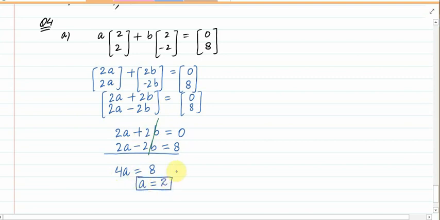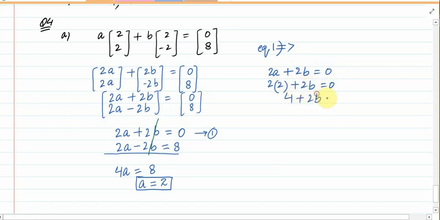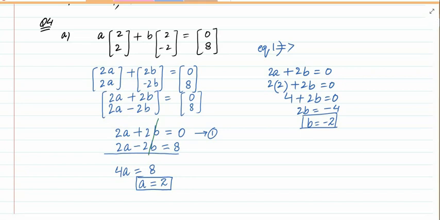Right? We can use this value in, let's say, equation number 1. Equation 1 says 2A plus 2B is equal to 0. A is equal to 2. So 2 times 2 plus 2B is equal to 0. 4 plus 2B is equal to 0. 2B is equal to minus 4 and B is equal to minus 2. That is the value of B. Right? So question number 4, part A done.